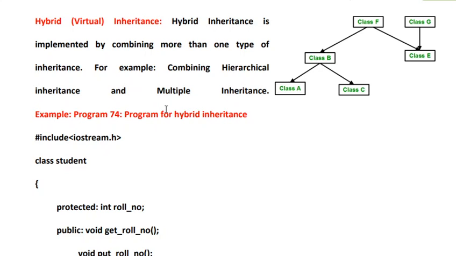So here we have a very simple example. We have two base classes F and G. From base class F, class B is derived. Subsequently, from class B, class A and class C are derived. Whereas from class F and class G, class E is derived. So this is a typical example of hybrid inheritance or virtual inheritance.